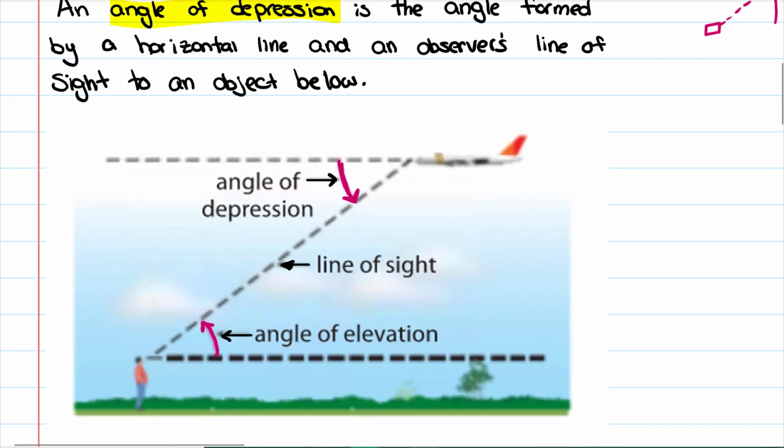What really helps me with that is that this picture is pretty good. It has an object above and it has an object below. And the angle of this man looking up creates the angle of elevation, and the angle of the object looking down creates the angle of depression.